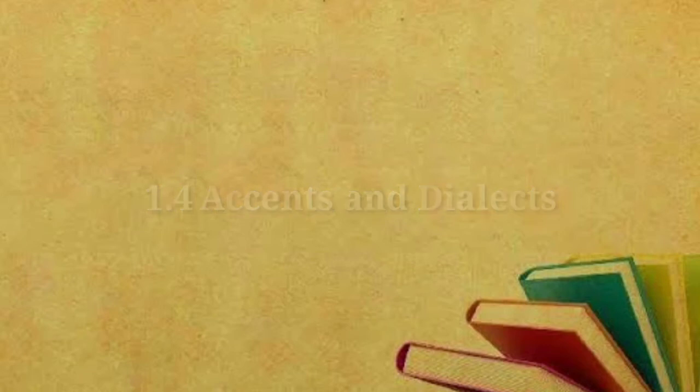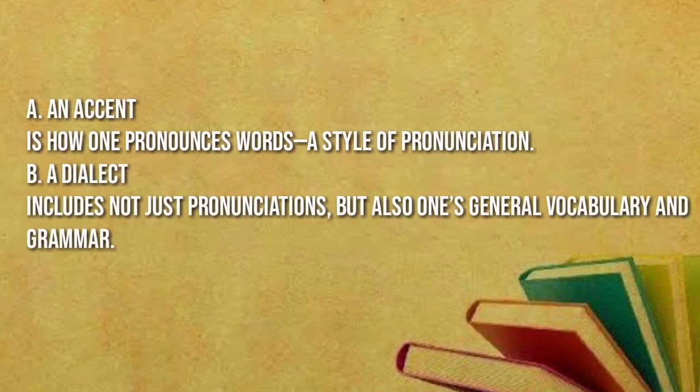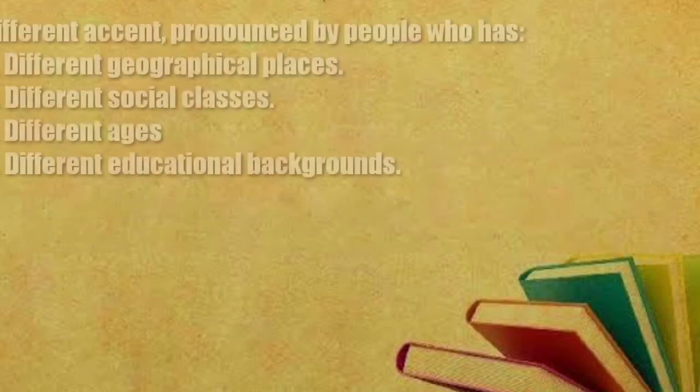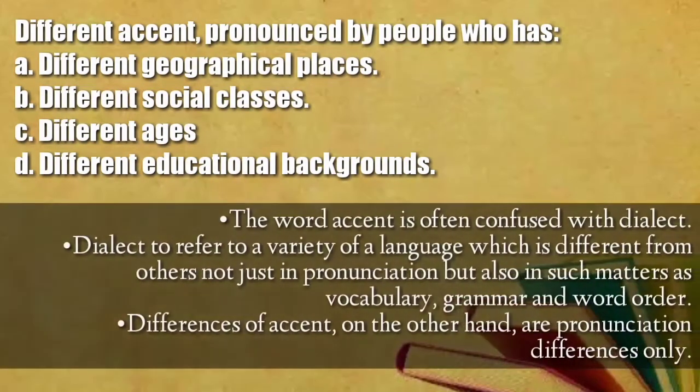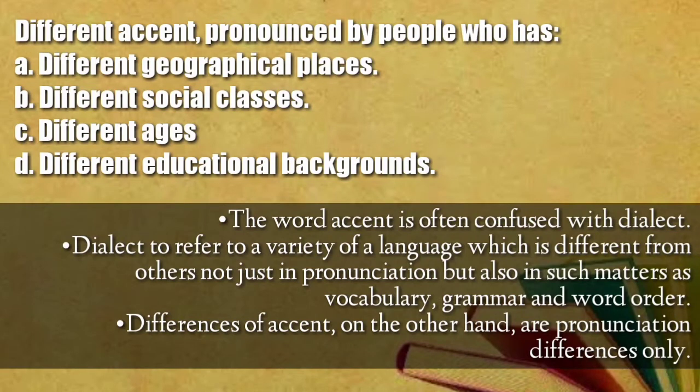1.4 Accent and Dialect. An accent is how one pronounces words, a style of pronunciation. A dialect includes not just pronunciation but also one's general vocabulary and grammar. Languages have different accents that are pronounced by people from different geographical places, different social classes, different ages, and different educational backgrounds. The word accent is often confused with dialect.